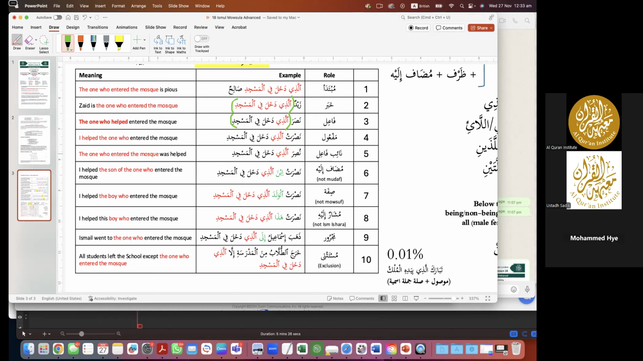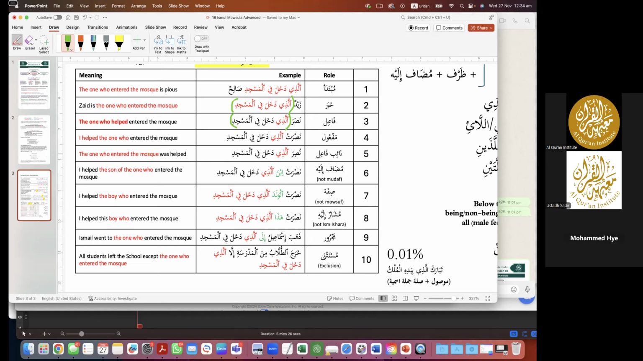Finally, mustasna. You remember what is mustasna? Illa is in the middle, harf istisna. And it separates, excludes the mustasna, the one which is being separated, from the mustasna minhu. You know that. Fasajadu illa iblisa. Iblisa is mustasna. Illa is harful istisna. And fasajaduhum is the mustasna minhu. That's how it works. Look at this.